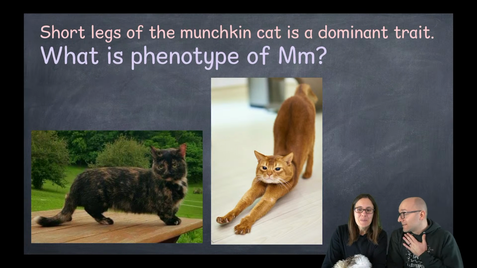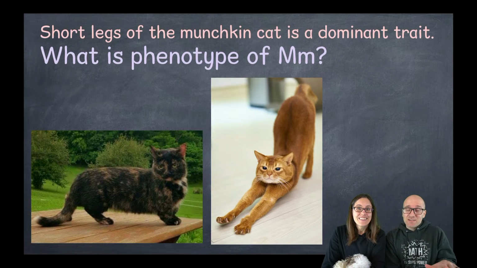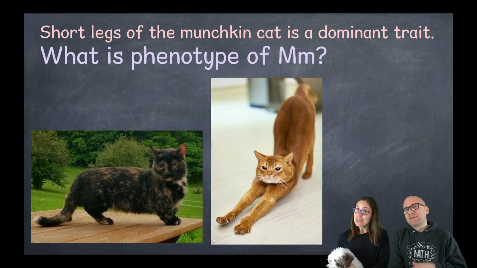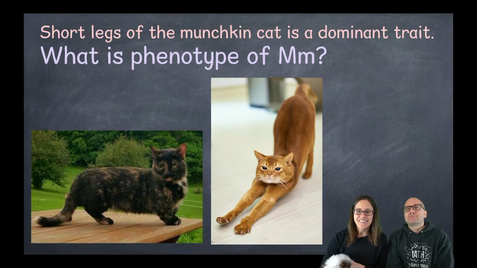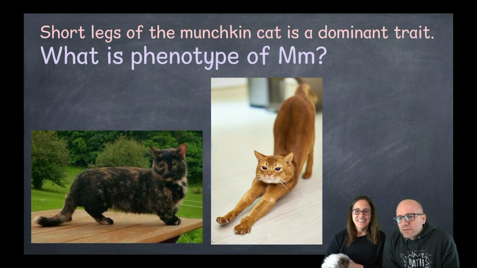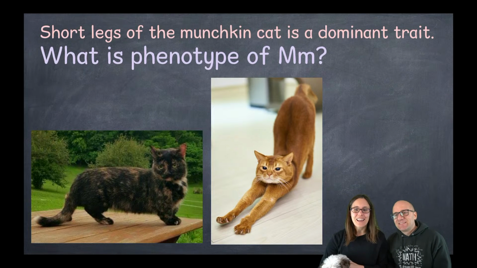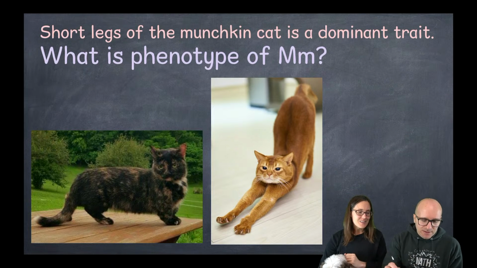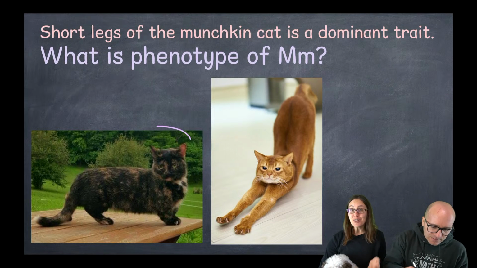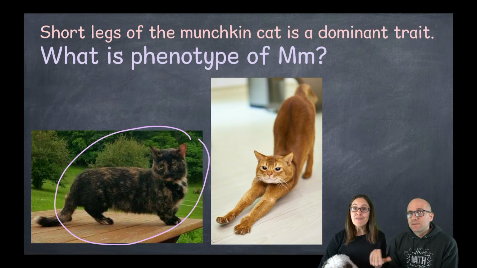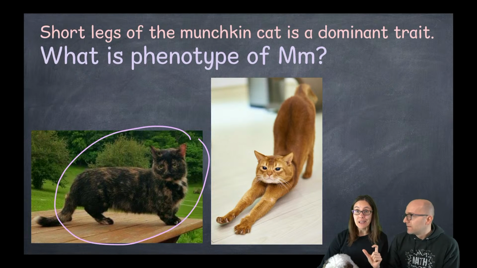Well, I've got to say, Science Mom, I haven't seen very many Munchkin cats. So it seems to me like being Munchkin wouldn't be dominant. Interesting. But it is a dominant trait. I'm seeing Sarah says Munchkin, Charles says Munchkin, and that is correct. Let's circle that Munchkin cat. The phenotype of big M, little m is going to be Munchkin. You're going to have a Munchkin cat with short legs because that allele is dominant.